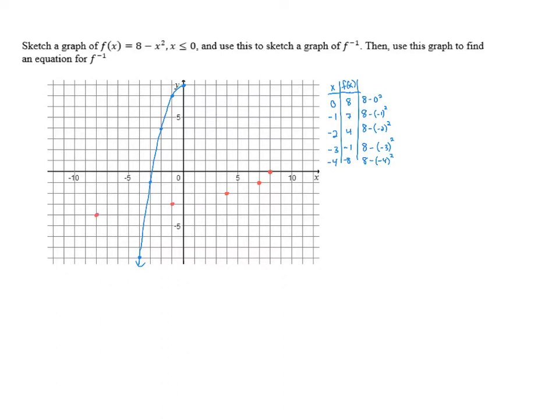And so we've got all of our points, and we can draw in that nice half of a parabola. And this gives us the graph y equals inverse function of x. I forgot to label the original one. This is y equals f of x. And now we want to find an equation that models this. We want to find an equation for this inverse function.